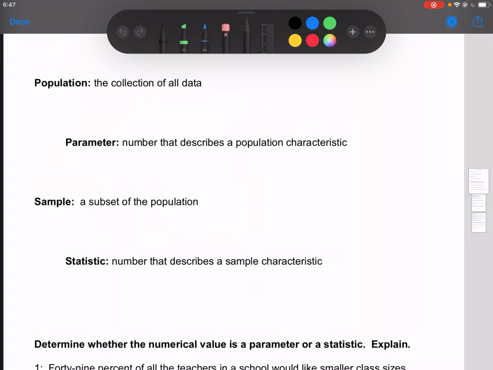So first off, population is just the collection of all data. So it's the whole group, I should say it that way. It's just the entire group. A parameter is a number that describes a population's characteristic. A sample, on the other hand, is just a subset of the population. So it's a little subgroup of the population. And a statistic is a number that describes the sample.